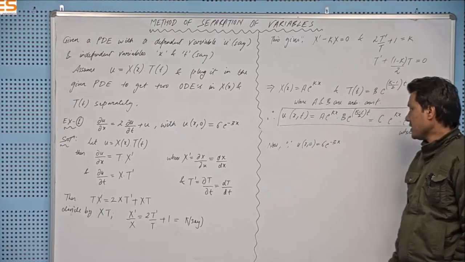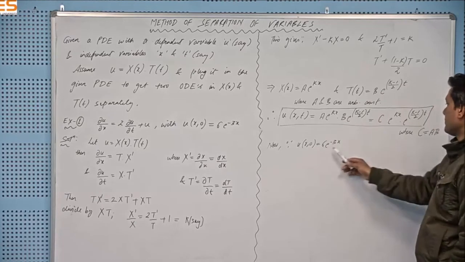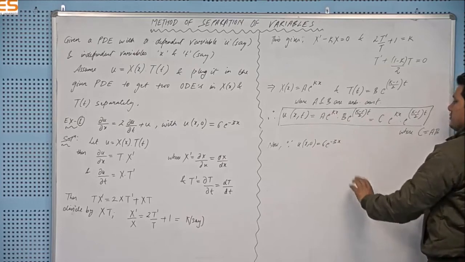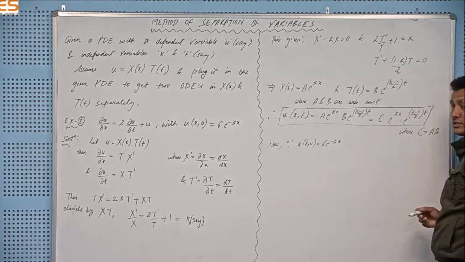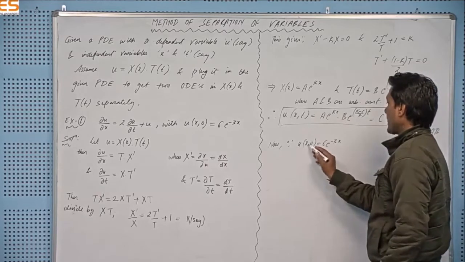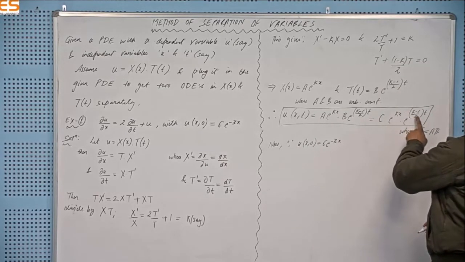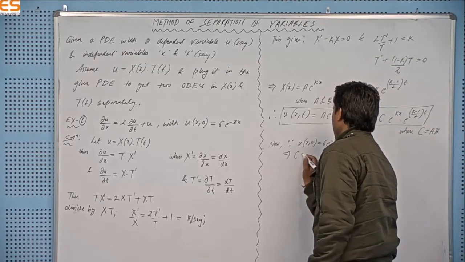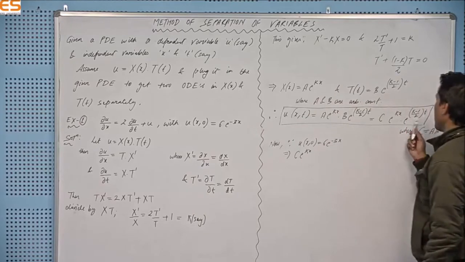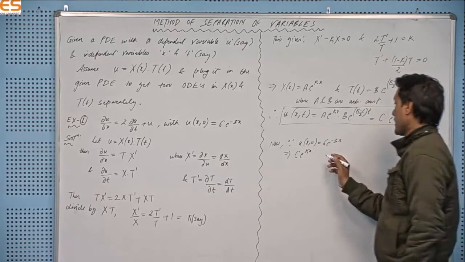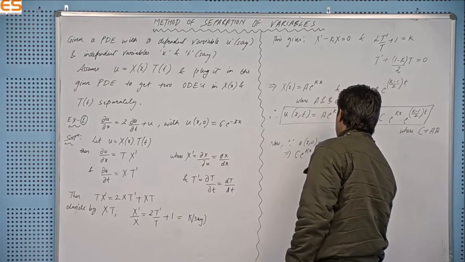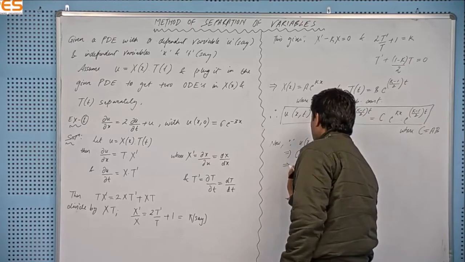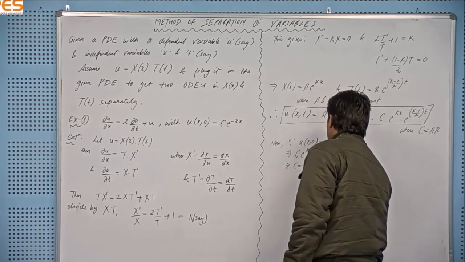Okay, so for t equal to 0 I have this condition, so I should put t equal to 0 here, and we will be comparing this solution with this condition, right? So putting u(x, 0), x in place of x and t equal to 0, I will be getting C times e to the power kx, because e to the power 0 will become 1, and the right hand side is 6 times e to the power minus 3x. Then you can compare both sides. C is equal to 6 and k is equal to minus 3.